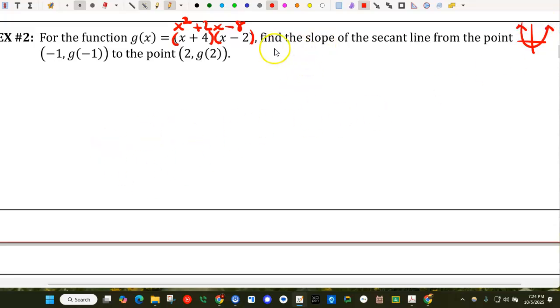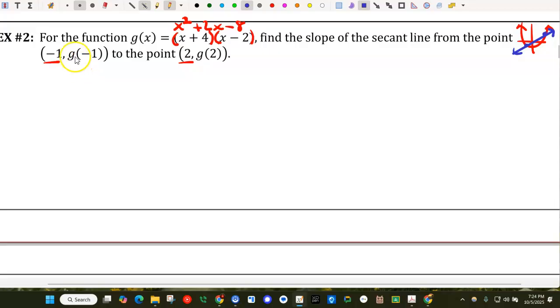All right, and I'm trying to find the slope of the secant line from -1 to +2. So that looks something like this. Let's say -1 is right here and +2 is right here. I'm just finding the slope of that line. So it's important to know what these questions actually mean before you just start trying to get the answer.